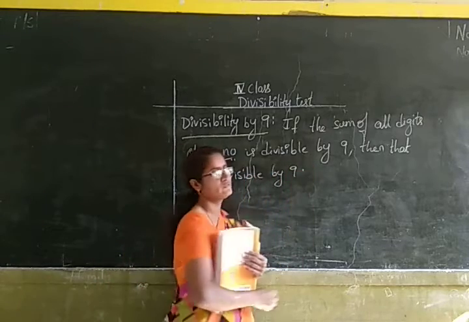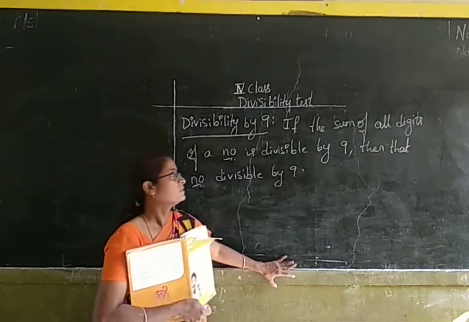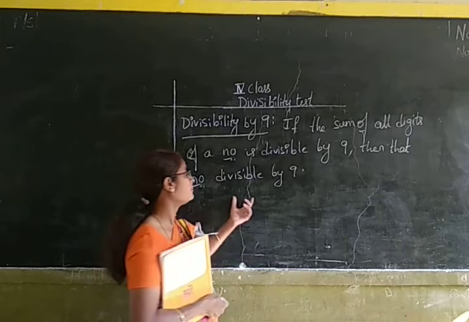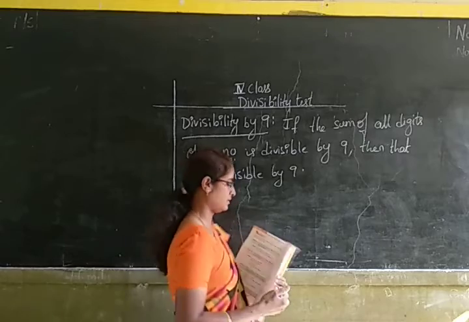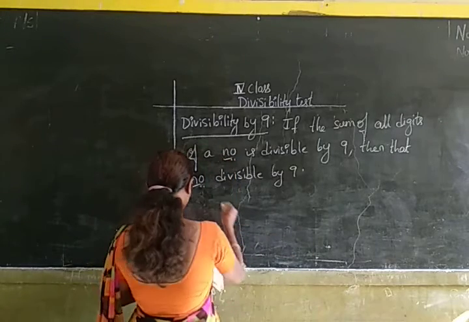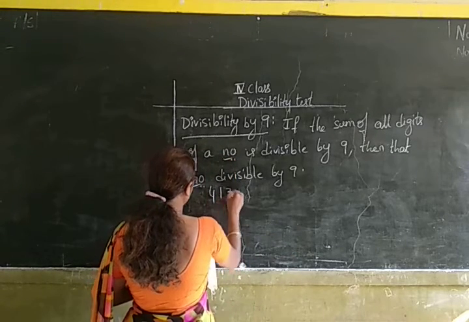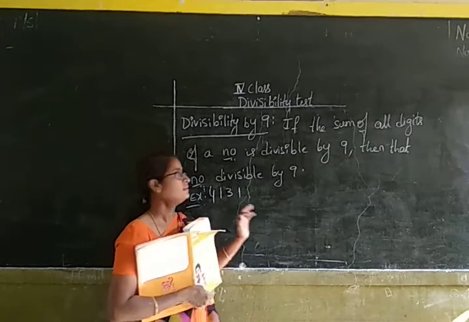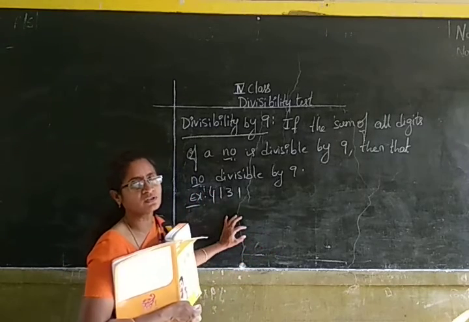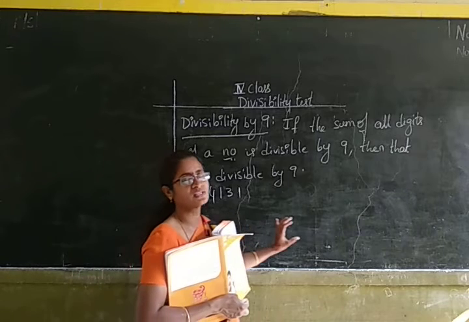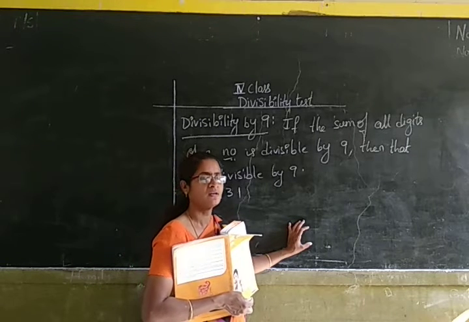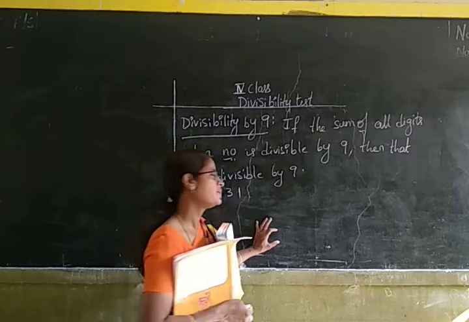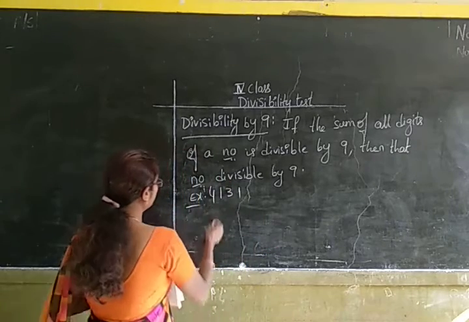So the divisibility rules for 9 and 3 are the same. Here also the sum of the digits of the number should be divisible by 9. Then the number is also divisible by 9. So let us take 4131. Here we have to find out the sum of the digits and find out whether the sum of the digits is divisible by 9 or not. If it is, then we can say that the number is divisible by 9.